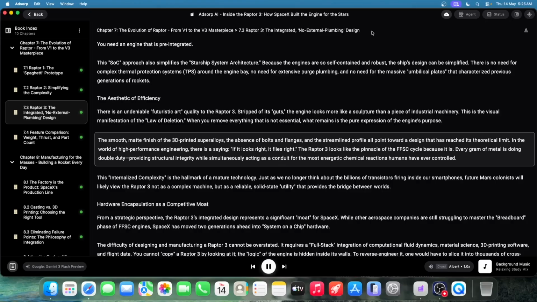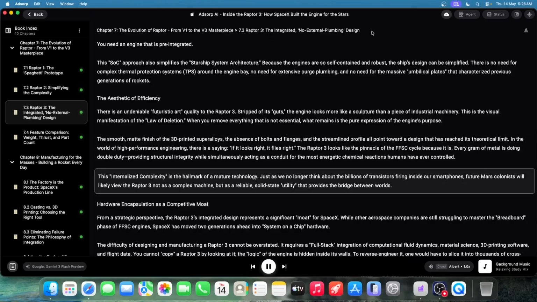In the world of high-performance engineering, there is a saying: if it looks right, it flies right. The Raptor 3 looks like the pinnacle of the FFSC cycle because it is. Every gram of metal is doing double duty, providing structural integrity while simultaneously acting as a conduit for the most energetic chemical reactions humans have ever controlled.